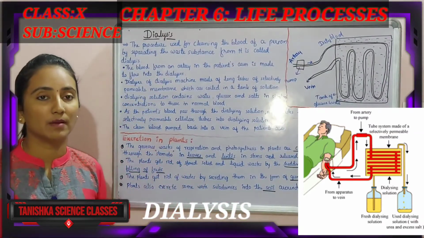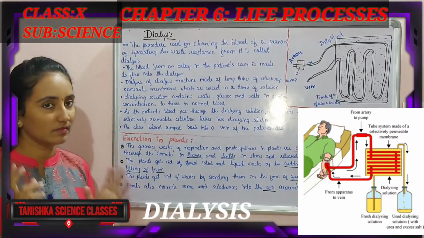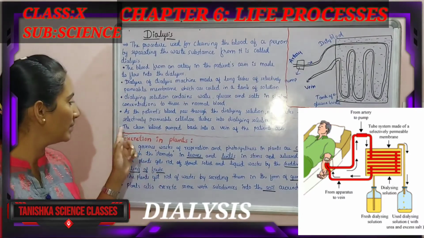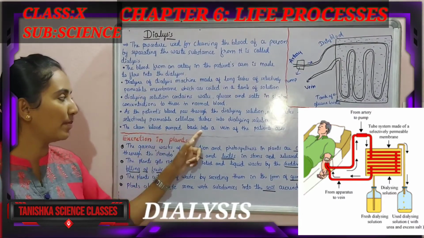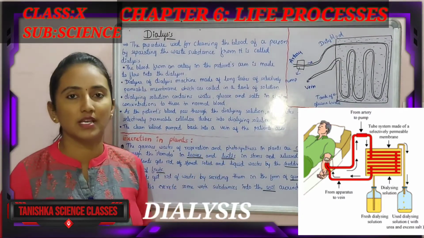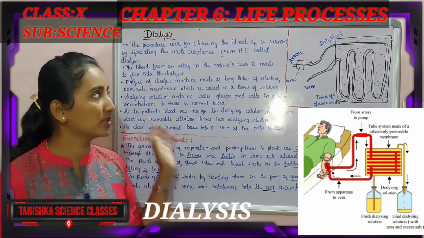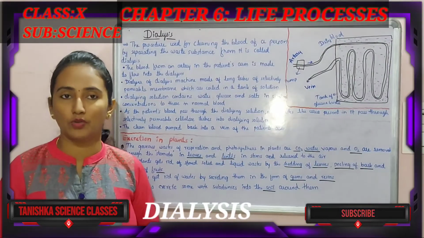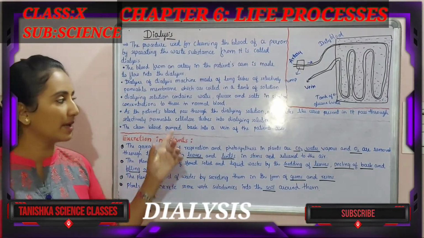So now the blood will become pure, that is, the blood will be free from the waste substances. After that, what will be done? The clean blood is pumped back into a vein of the patient's arm. Understand, this is the process of dialysis. I hope you all understood, and it's a very important topic for you all, so just study about it.